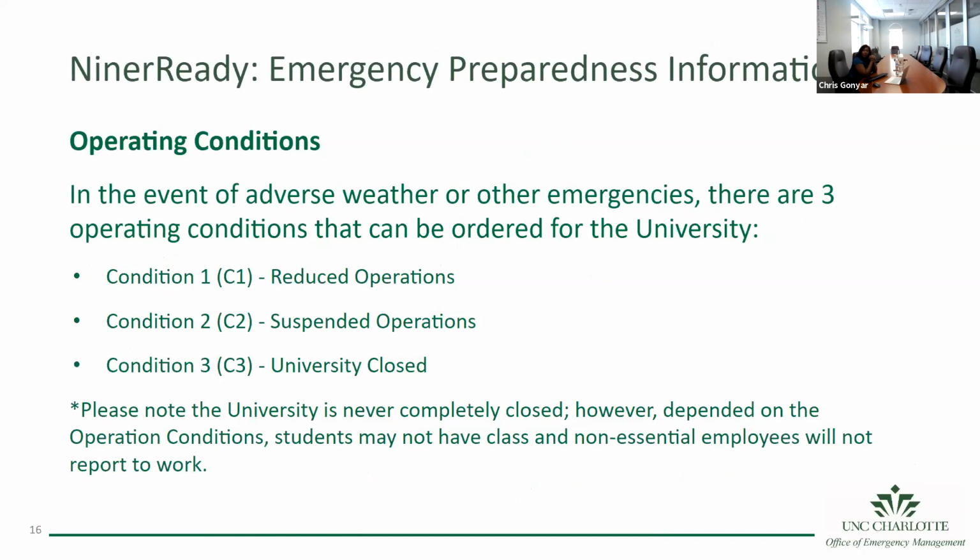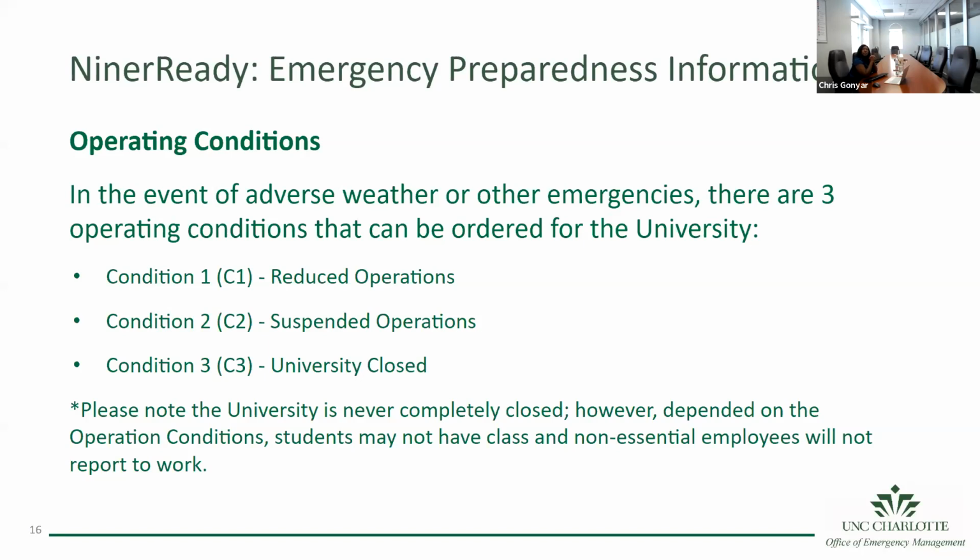Okay, now we're going to look a little bit at operating conditions, because there are going to be certain times in which the operations of the campus might change. So we have 3 operating conditions, and the first one is reduced operations. Normally there's a very slight risk to campus, so you might see a delay in class schedule change, or maybe class ends early that day because of a winter storm possibly coming. So instead of having evening classes, they end all classes at 3 p.m. So that's reduced operations.